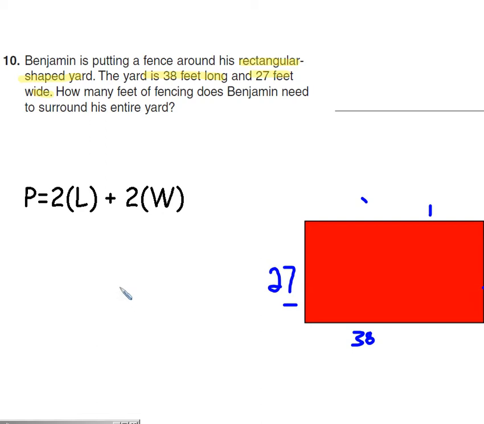So let's go with the lengths first here. 38 times 2 is 76. Plus 27 times 2 is 54. We just add those together. 6 plus 4 is 10. Carry the 1. We get 130 feet. I'll write that a little neater. 130 feet. Right, FT for feet. Okay. So that's number 10 on your homework.